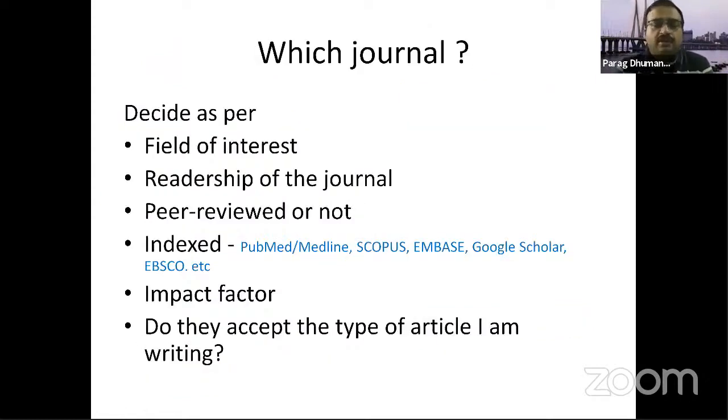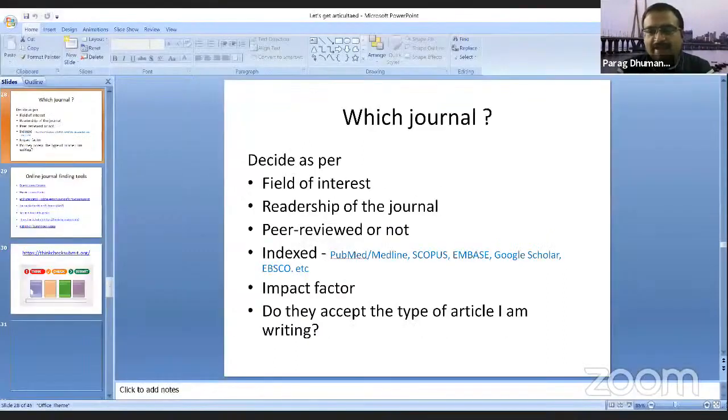So how to find the journal in which you want to publish? Of course, the field of interest. You can't publish an ophthalmology article in the New England Journal of Medicine or the Annals of Surgery. It has to be the field of interest, because it has to address the readership of the journal. Is it peer reviewed or not? To make the maximum impact of your article, it should be in a peer reviewed and indexed journal. Indexing has various methods, and we'll come to that. A journal should have an impact factor; the more, the better. And do they accept the type of article I'm writing? Many journals these days are not accepting case reports, so we should check whether they accept case reports or not.